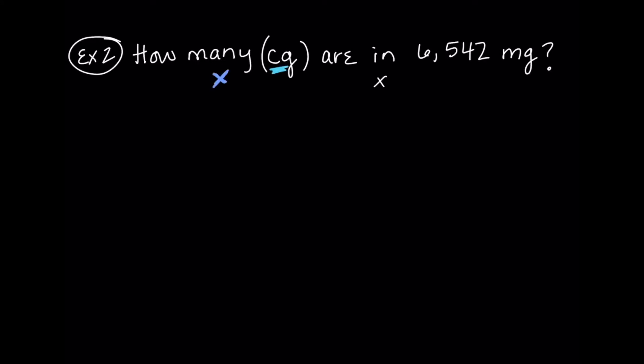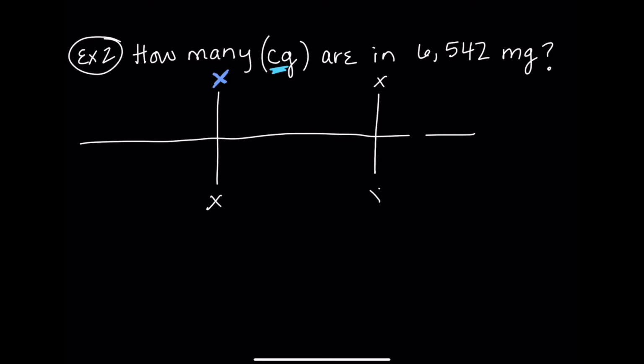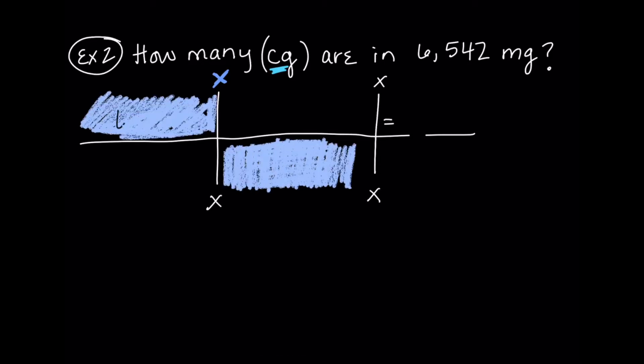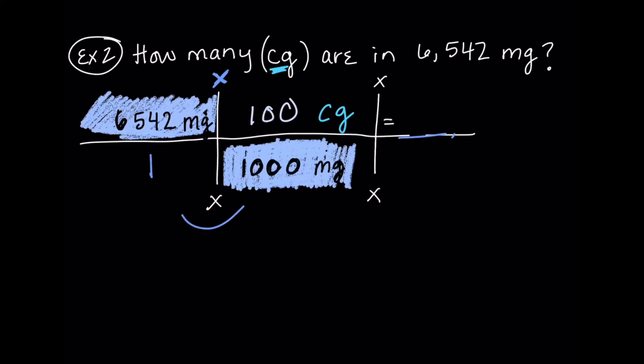Okay, how many centigrams are in 6,542 milligrams? Okay, this one's going to go a little bit slower, I think. Yep. So I write 6,542 milligrams on the line. I'm going to use my chart to look up the number by milligrams, which is 1,000. I'm going to look up the number by centigrams, which is 100. And look, these zeros also happen to cancel out.